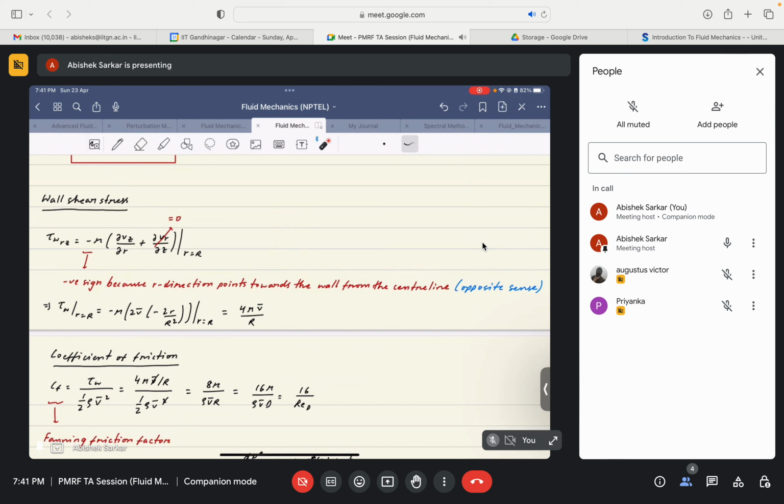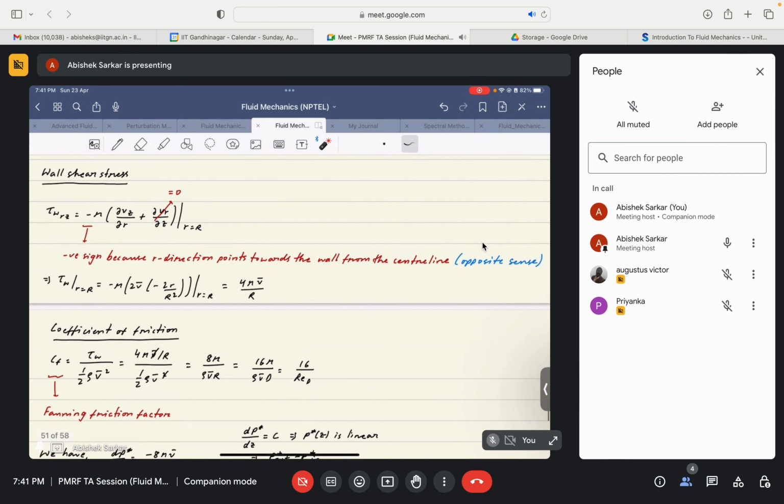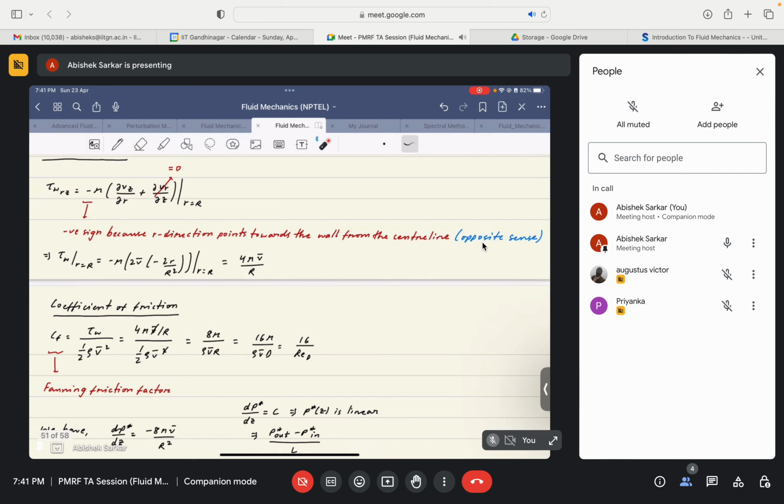So Vr is 0 because we found from the mass conservation that Vr is 0 throughout the flow field. So we are left with mu dou Vz by dou r. Once we have the expression for Vz, we substitute it in this expression. So we finally get tau wall at r equal to R. At the wall, the radius will be equal to R, right? So tau wall at r equal to R would be given by 4 mu V average by R.